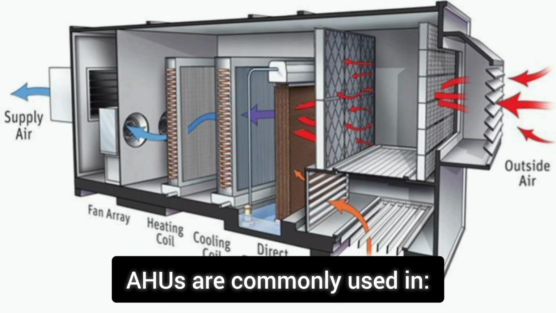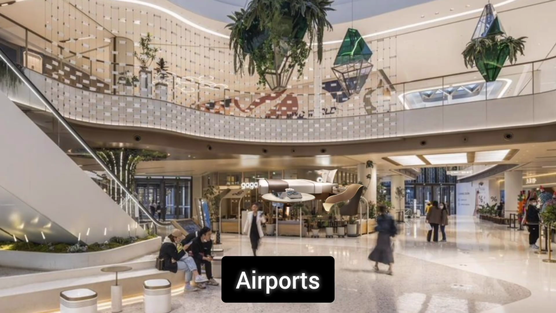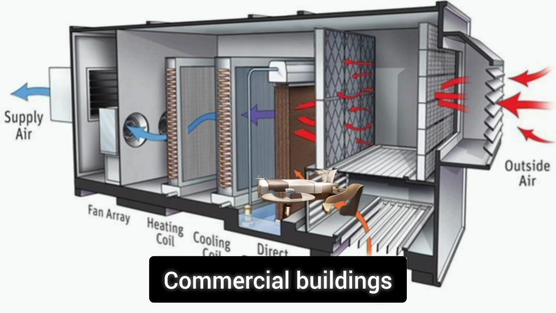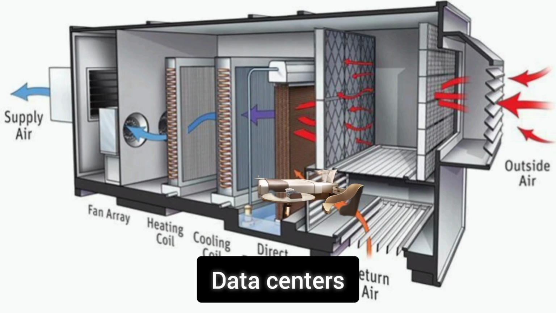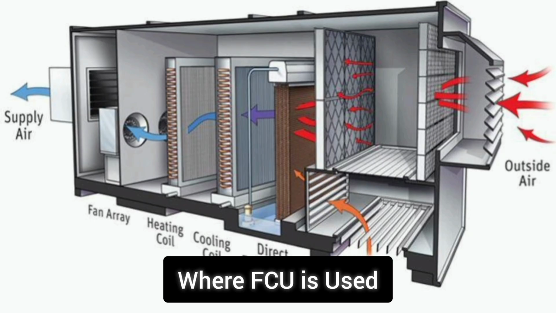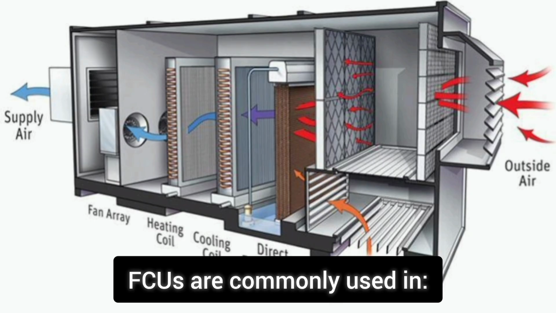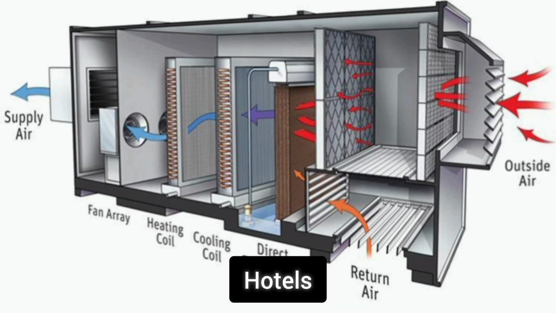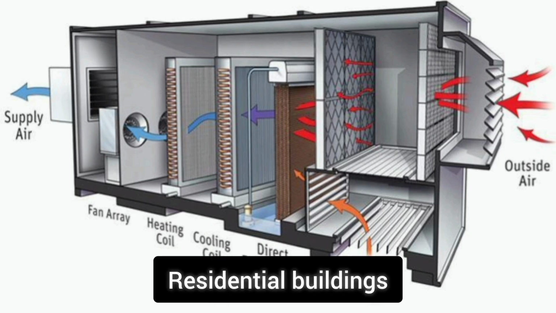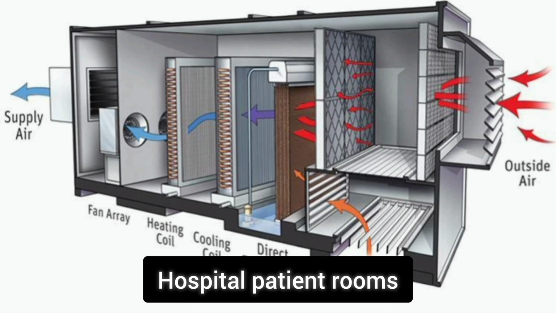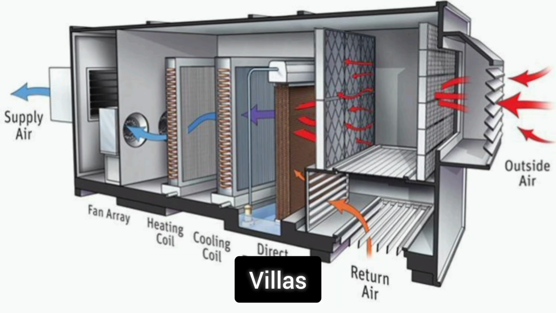Where AHU is used: AHUs are commonly used in shopping malls, airports, hospitals, commercial buildings, factories, data centers. Where FCU is used: FCUs are commonly used in hotels, apartments, residential buildings, office cabins, hospital patient rooms, villas.